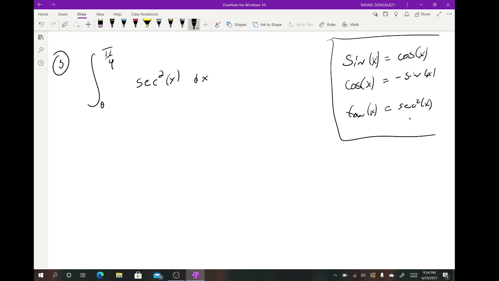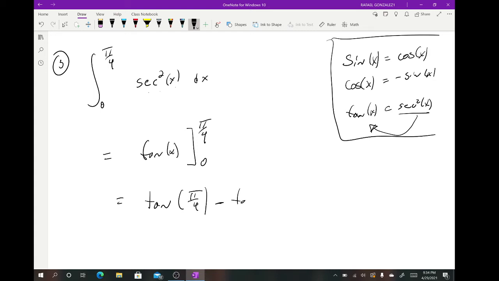In any case, we can clearly see what the antiderivative of secant square x is going to be. It's going to be tangent x. So we can right away simply solve it. The antiderivative of secant square x is tangent x, and we're going to evaluate that from 0 to pi over 4. Now, you may have to pull out your reference triangles for pi over 4 or the unit circle. But in any case, we plug in tangent of pi over 4 minus tangent of 0.